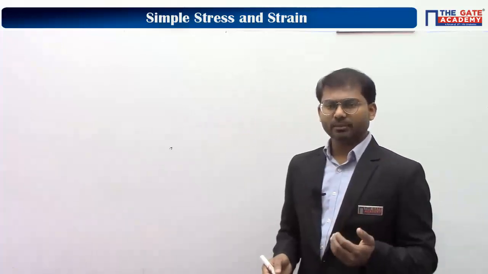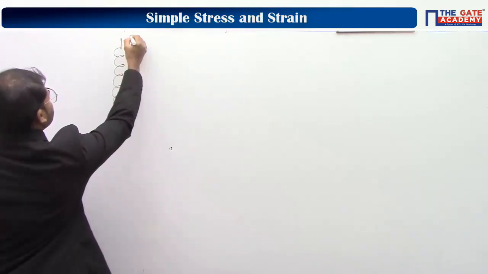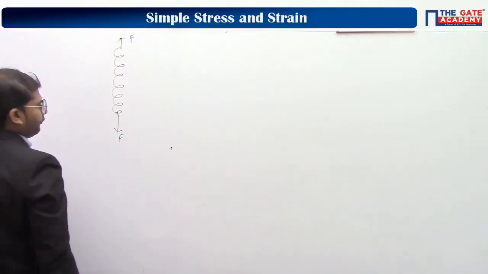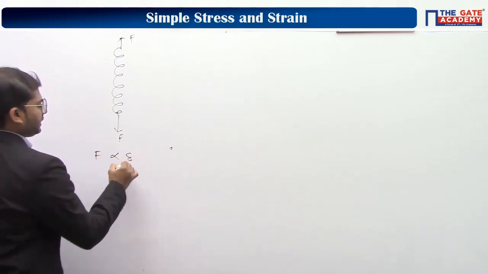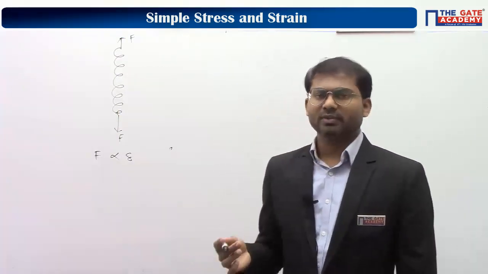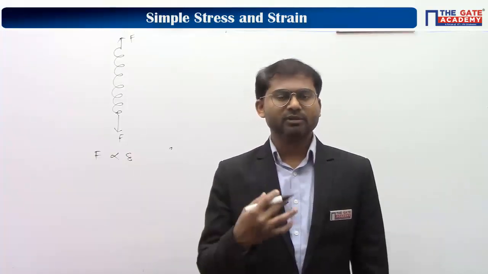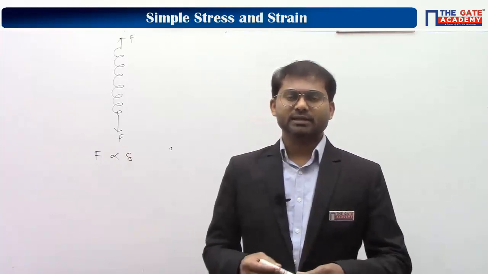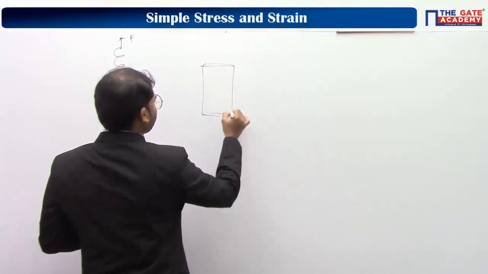Hooke's law came into existence when spring and force systems were used. When spring and force systems were used, it was very clear that force was proportional to elongation. That means if you increase the value of force by some factor, elongation is also increased by the same factor. If you are doubling the force, elongation is being doubled. If you are tripling the force, elongation is also being tripled. So it was observed there.